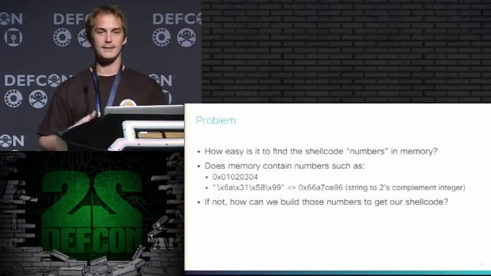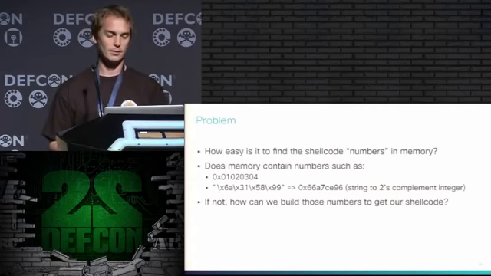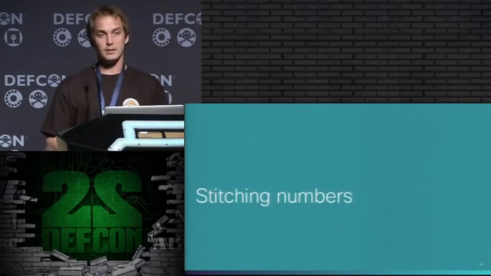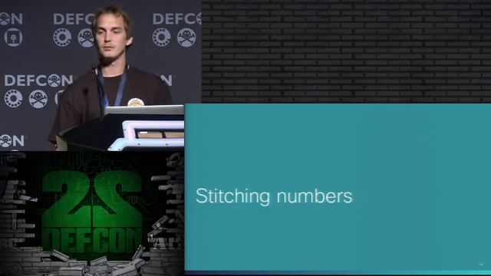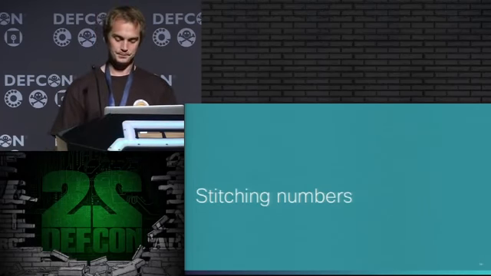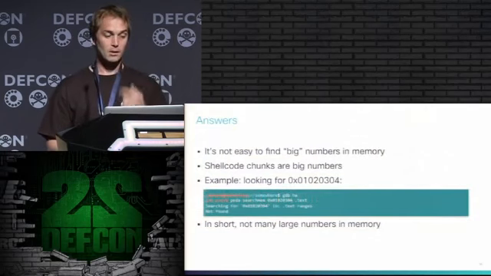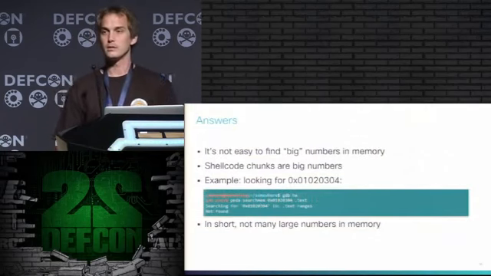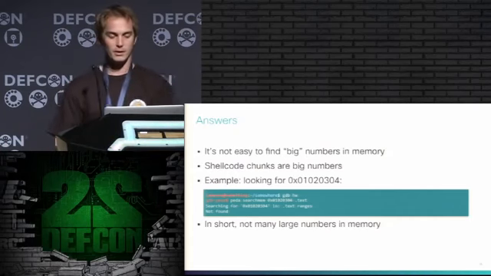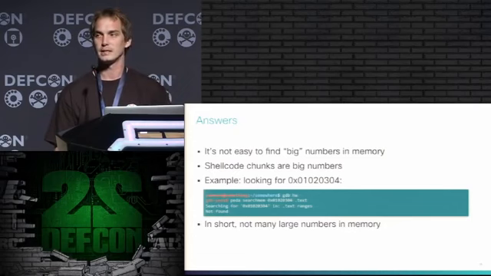But we're relying here on the fact that that will be in memory and that we can copy it, right? What happens if it's not? Well, I'm hoping for that value to be in memory, but it's not. What can I do, and how can I build it? The answer is that it's not very easy to find big numbers in memory. I looked at a bunch of programs, and they're basically not really there.